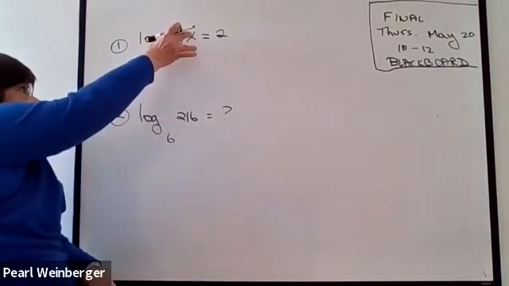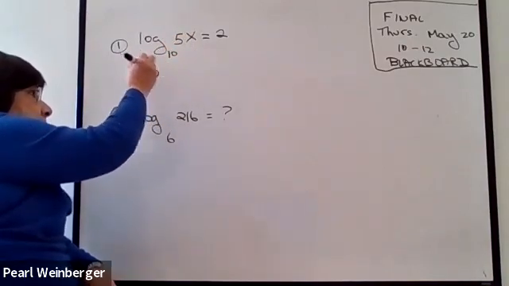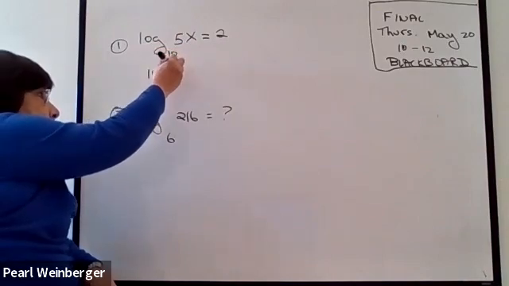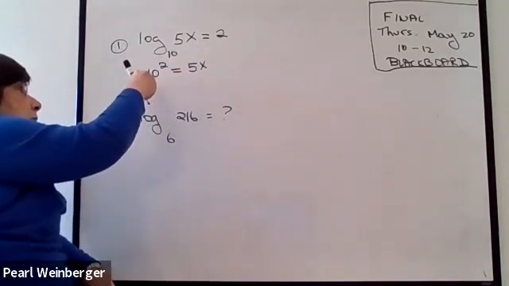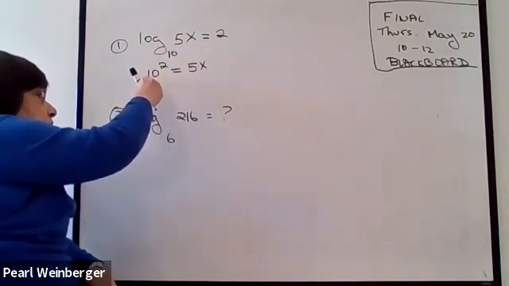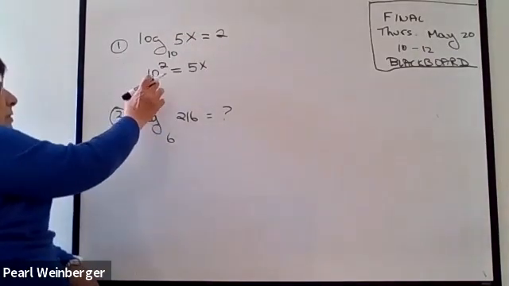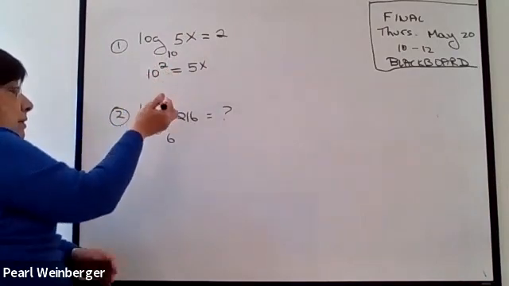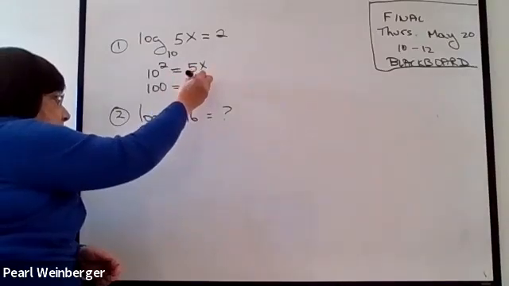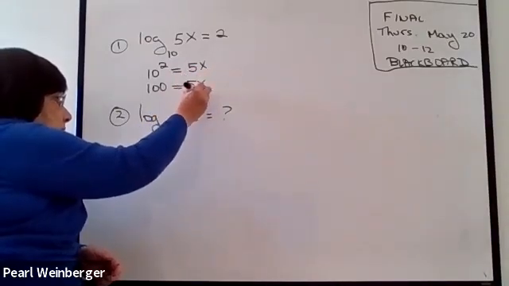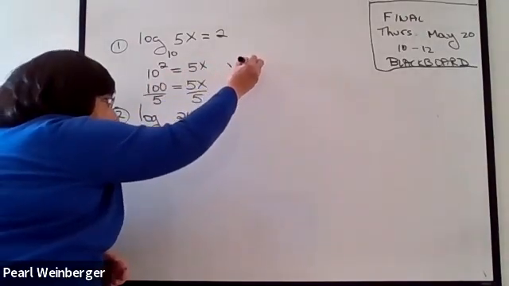So when we switch this from the log format to the exponential form, we get my base 10 to my exponent 2 equals the 5x. Now we can figure this out because 10 to the 2, 10 squared, is 100. So this means 100 equals 5x. In order to find out what x is, we're going to divide both sides by 5, and then we get x equal to 20.